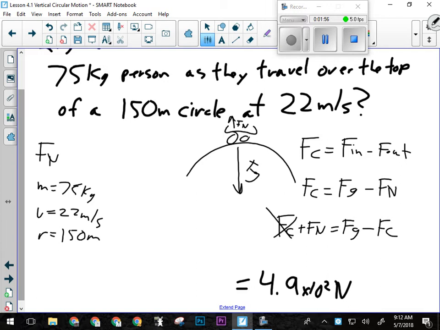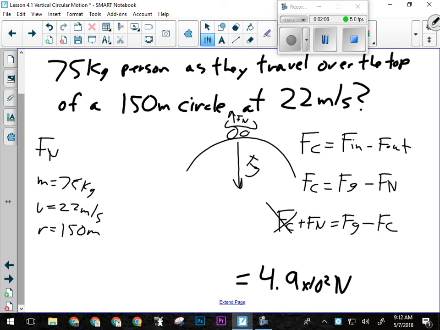So now that we have that, we can do our calculations. We have enough information to calculate Fg because we have m and g, and we have m, v and r, so we can use mv squared over r. We'll have m times g plus mv squared over r, so it'll be 75 times 9.81 plus 75 times 22 squared divided by 150 meters, and that should give us 4.9 times 10 to the 2 newtons. So this person definitely feels lighter than normal.